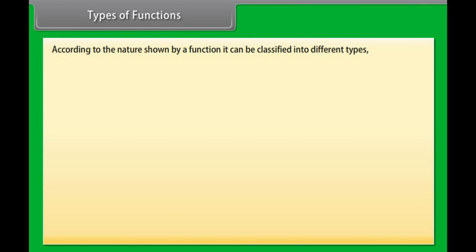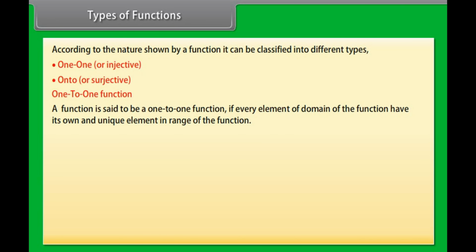Types of functions. According to the nature shown by a function, it can be classified into different types: 1-1 or injective, onto or surjective. One-to-one function. A function is said to be one-to-one function if every element of domain of the function has its own and unique element in range of the function.